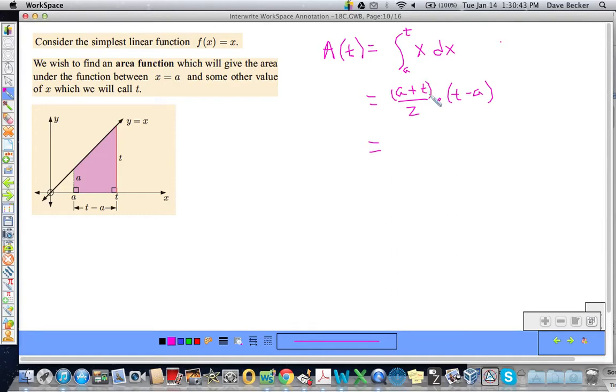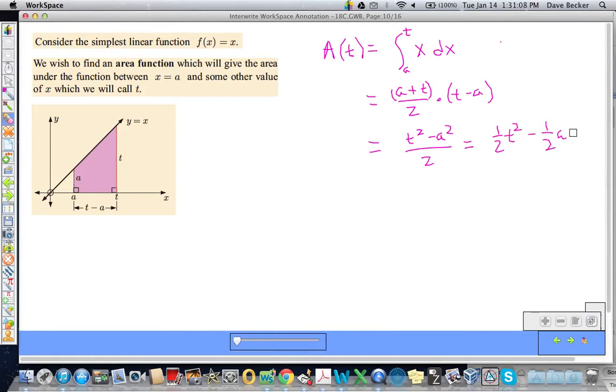A plus T, base 1 plus base 2, over 2 times T minus A. So if I multiply that, A plus T times T minus A, I end up with T squared minus A squared over 2, just a little bit of algebra, which is equal to 1/2 T squared minus 1/2 A squared, which I can write as capital F of t minus capital F of A.